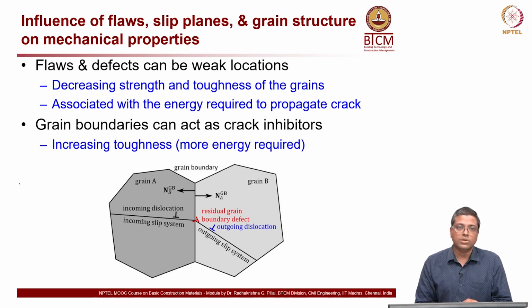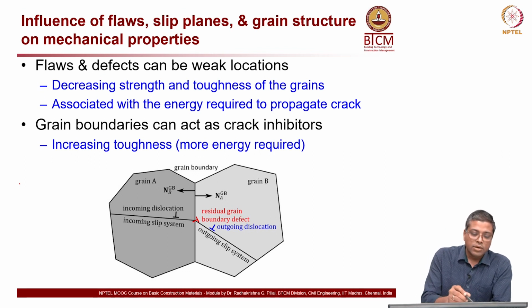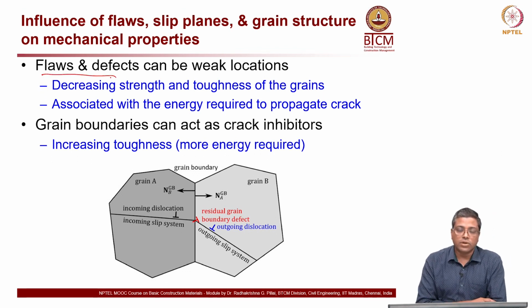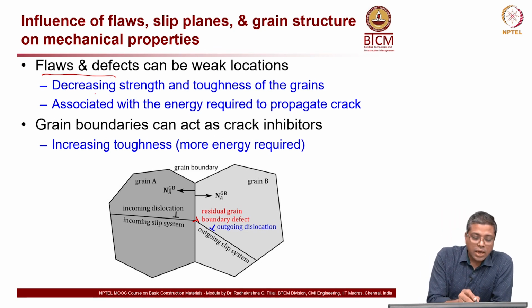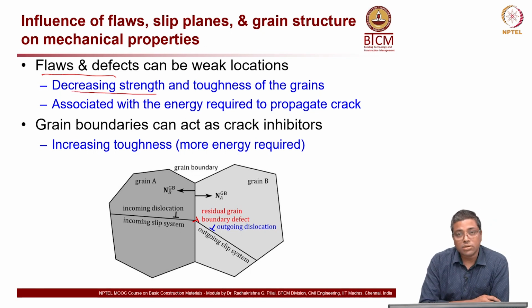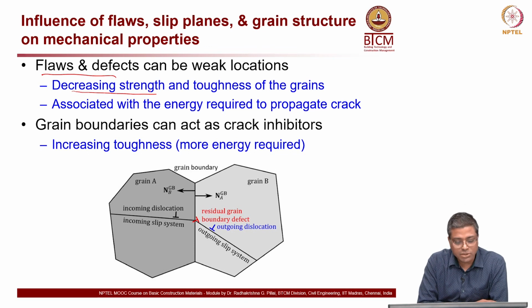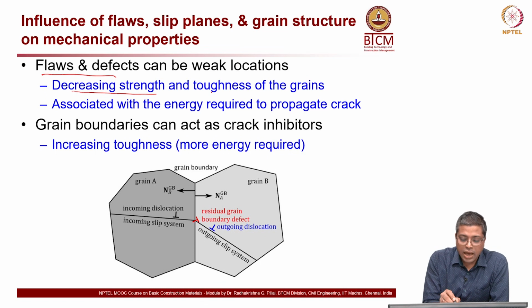They do have an influence on mechanical properties. Flaws and these defects, line defects like edge dislocation or screw dislocation, etc., can be the weak locations within the bulk material. Because they tend to be weak, they actually tend to decrease the strength of the material. If there are a lot of defects or flaws in the material, voids, cracks, etc., then the material in general will have lower strength, and it might also reduce the toughness.